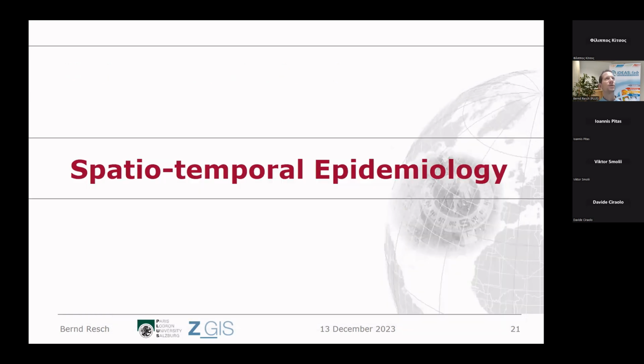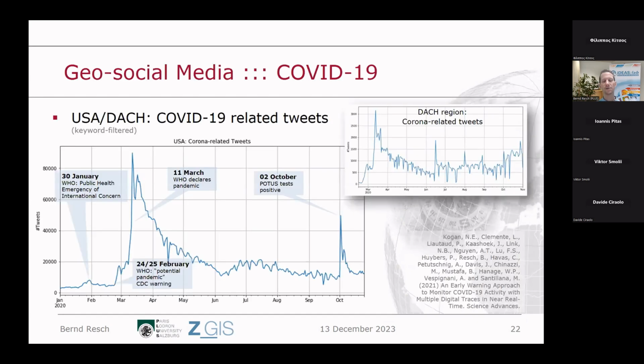Good, so this was the multimodal machine learning approach. Now, in the second part here, I would like to just go through a few other use cases, which first of all is spatiotemporal epidemiology. So we go from natural disasters to health-related issues. Here, what we see is a time series of COVID-19 related posts. First of all, here in the US, but then you see in the DACH region, so Germany, Austria, and Switzerland, it's pretty much the same pattern.